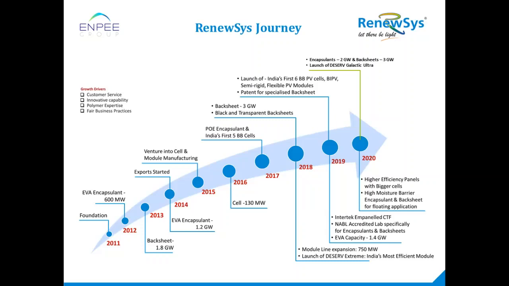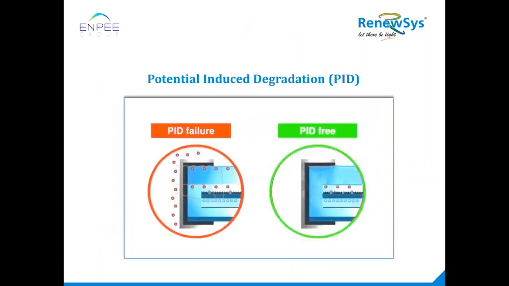In 2018, we doubled our production capacity from 300 megawatt to 750 megawatt. And we also increased our backsheet production capacity to 3 gigawatt. And 2019 has been a year wherein we increased our EVA capacity to 1.4 gigawatt. And we've also been empaneled with Intertek, which is a testing laboratory. And 2020 has been a year where we launched our Deserve Galactic Ultra, which is the 500 watt peak modules and the higher efficiency panels, basically with bigger cells. So that's been the brief introduction about Renewsys.